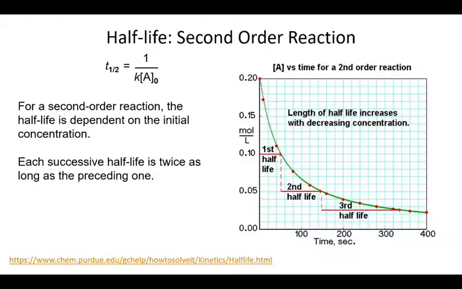For a second order reaction, if we calculate the half-life formula, we get that half-life is 1 over K times the initial concentration. So for a second order reaction, the half-life does depend on the initial concentration. And since the initial concentration changes as you go through the reaction, each successive half-life is different. In this particular case, each successive half-life is twice as long as the last one, because your concentration keeps going down, and here concentration is in the denominator.